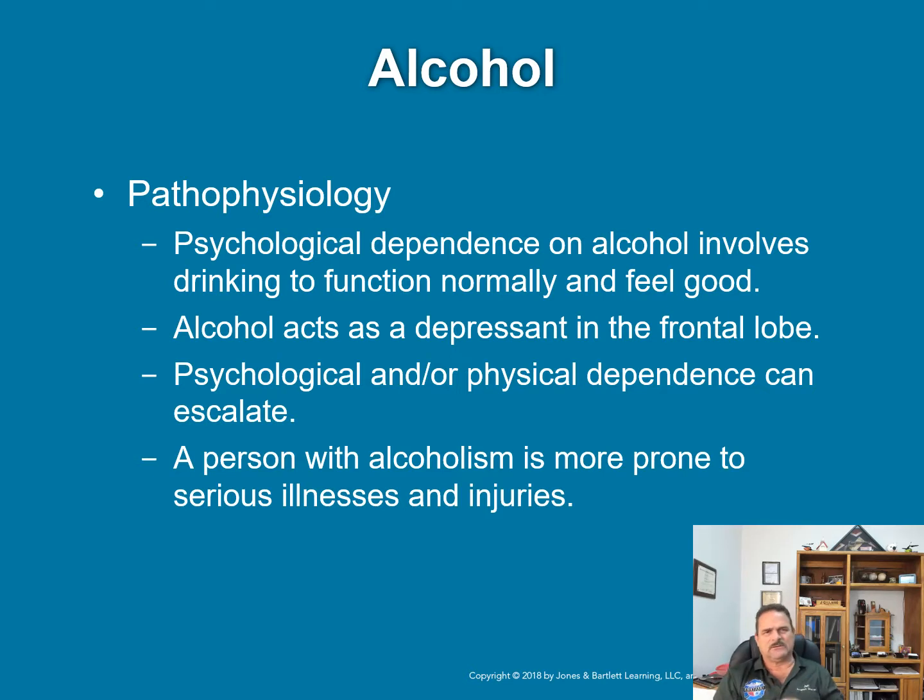All right, so pathophysiology: psychological dependence on alcohol involves drinking to function normally and to feel good. Alcohol acts as a depressant in the frontal lobe, and psychological and physical dependence can escalate very, very quickly. A person with alcoholism is more prone to have serious illnesses and injuries.